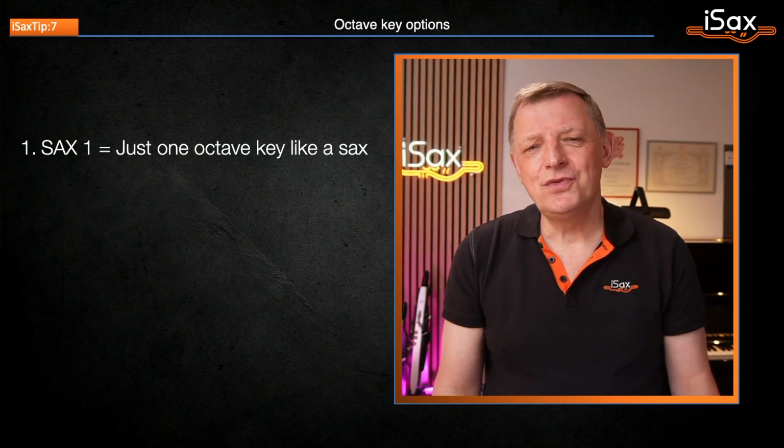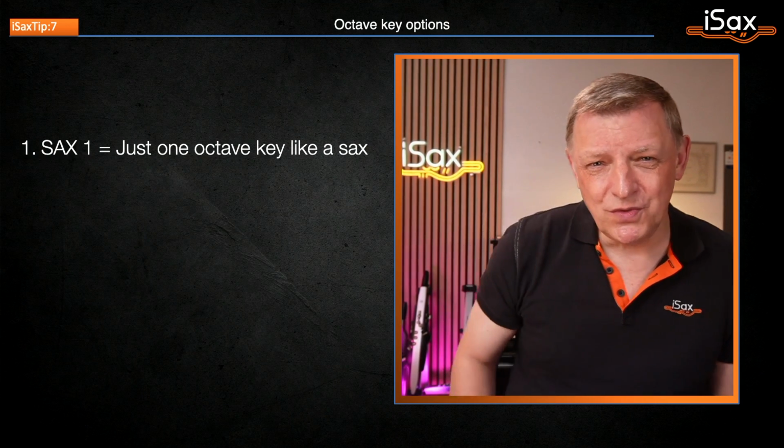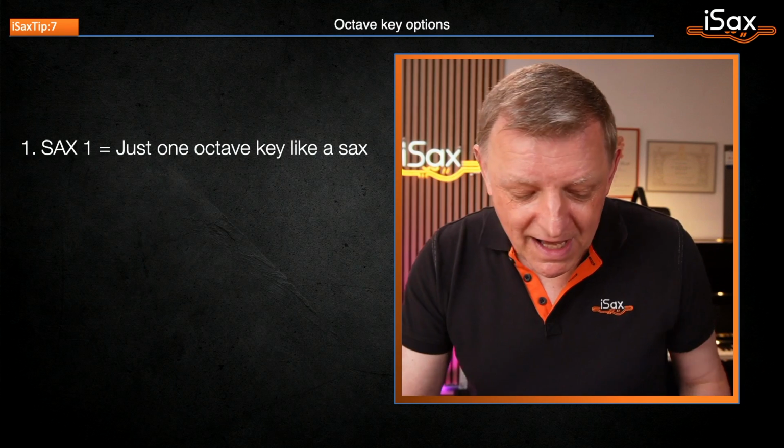Now, what are these octave key options? Let's take you through each one and try and show you what the differences are. If I go to my menu here and select Sax 1, now in Sax 1 mode, although we've got all these octave keys at the back, it's going to work just like a regular saxophone.